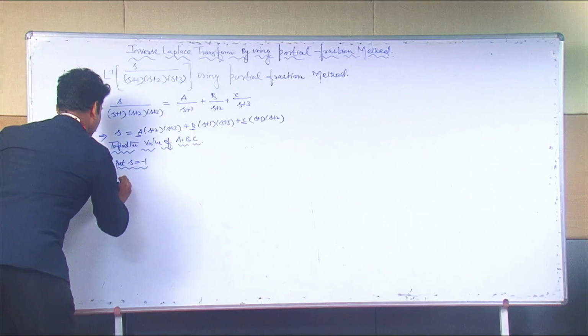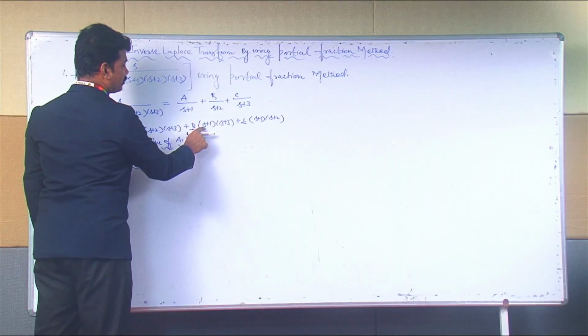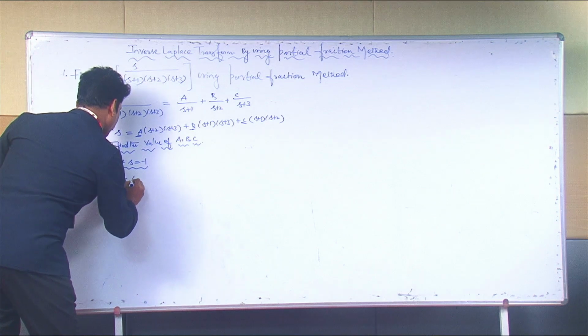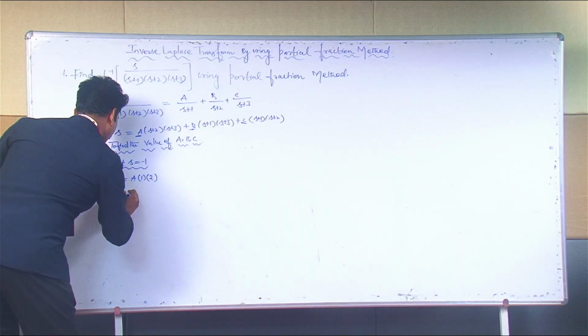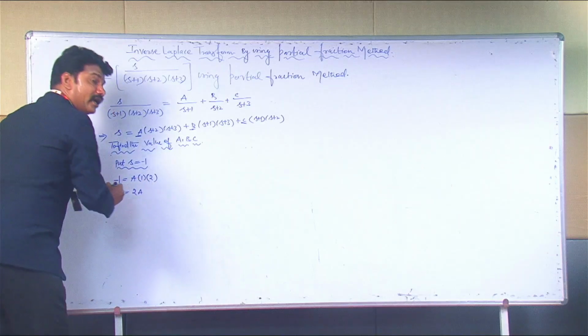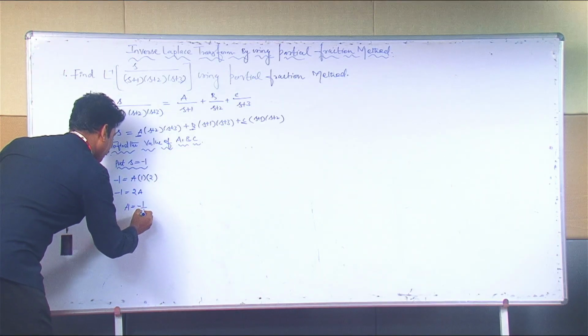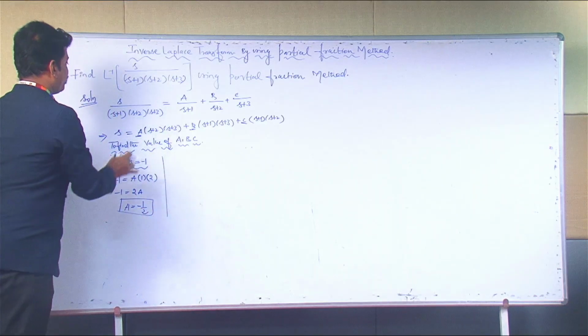If you substitute s equal to minus 1, the B term and the C term get cancelled. Finally, we get minus 1 equal to A into minus 1 plus 2, which is 1, and this will be 2. Therefore, minus 1 equal to 2A, and finally A equals minus 1 by 2. So this is the answer for A.